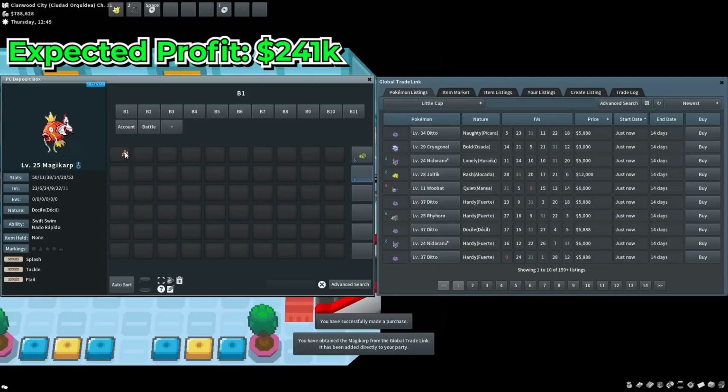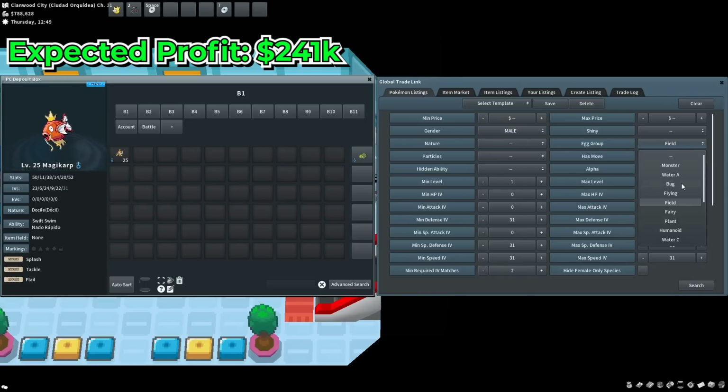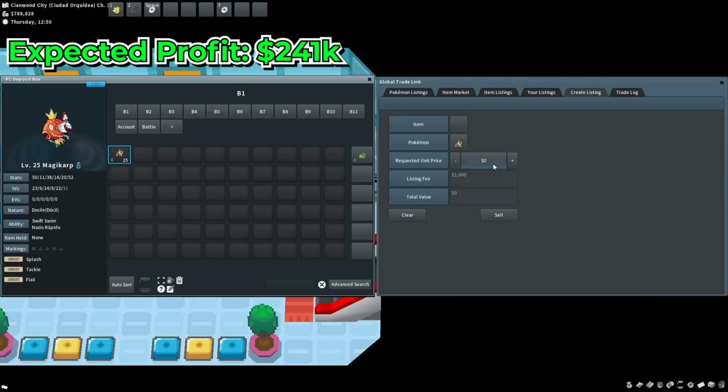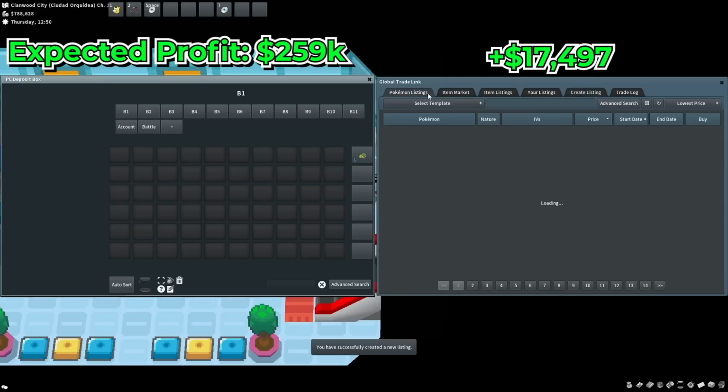Now this Magikarp here has 31 in speed and 20 in all defenses, and it can be used as a breeder as well. So Dragon, 31, 20, 20, 20. And as you can see, it goes for around 20k. So we will undercut that guy.